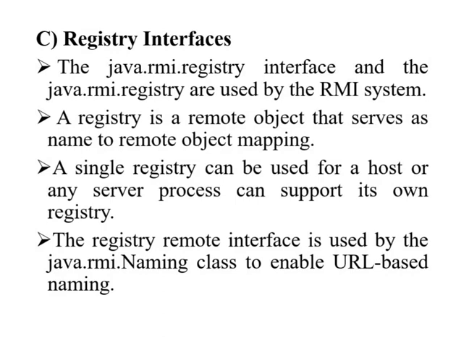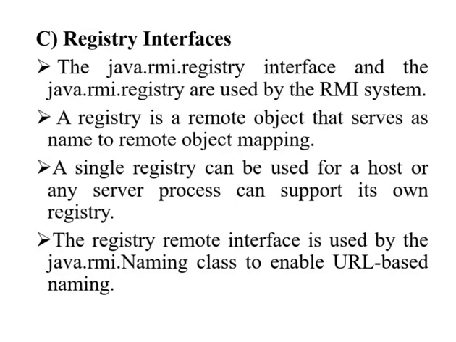The java.rmi.registry.Registry remote interface provides lookup, binding, rebinding, unbinding and listing methods for a registry's contents. The Registry remote interface is used by the java.rmi.Naming class to enable URL based naming.